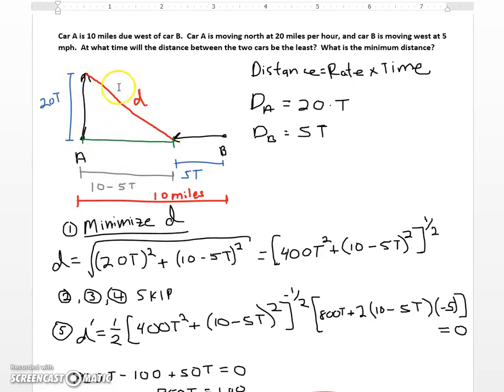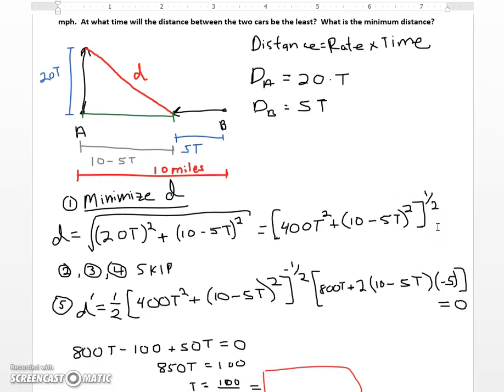So we have this right triangle, and we want to minimize this hypotenuse. Leg squared plus leg squared equals hypotenuse squared, and I just took the square root of both sides to get d. So we have this expression using the Pythagorean theorem, and so we write it as a function.